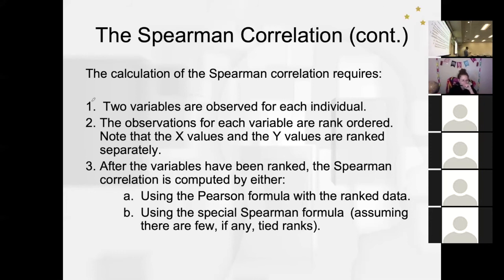After the variables have been ranked, the Spearman correlation is computed by either using that Pearson formula with the ranked data. Right, so Spearman correlation is just a Pearson correlation, except you will have created a rank order. Or using the special Spearman formula, which relies on the assumption that there are few, if any, tied ranks.